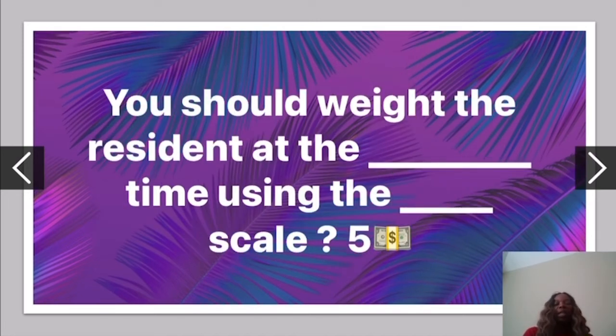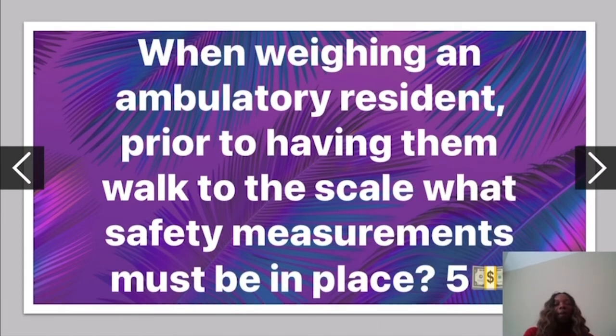You should weigh the resident at the same time using the same scale in order to maintain accuracy of the weight. When weighing an ambulatory resident prior to having them walk to the scale, the safety measurements that must be in place is the bed must be locked. You need to make sure that that person has on some non-slip socks and that they are able to ambulate with a steady gait. If the person is unsteady on their feet, you might need to be a standby assist or help them ambulate with a gait belt.